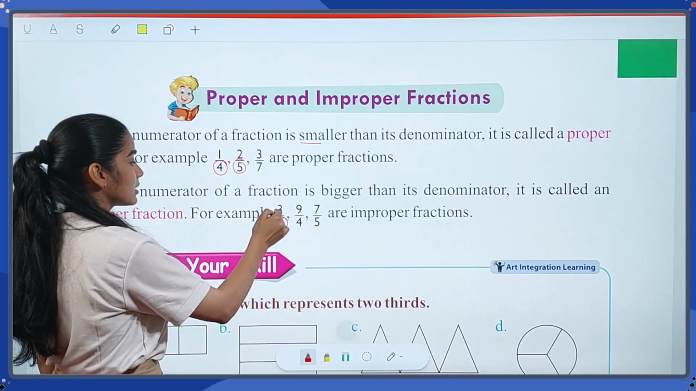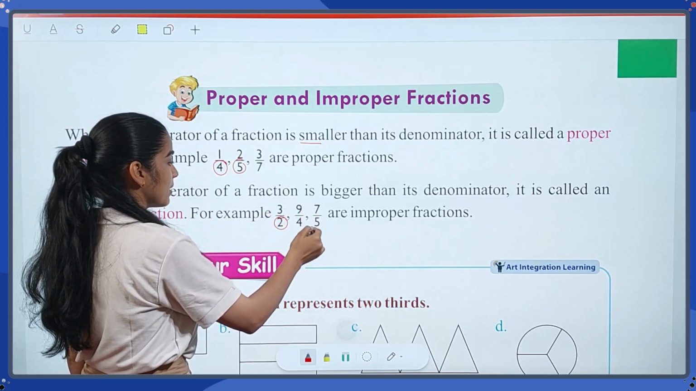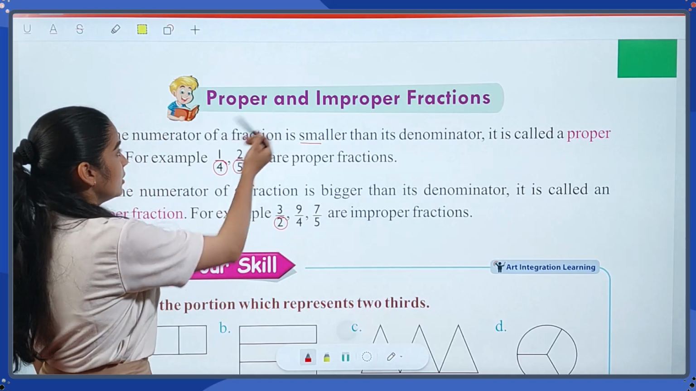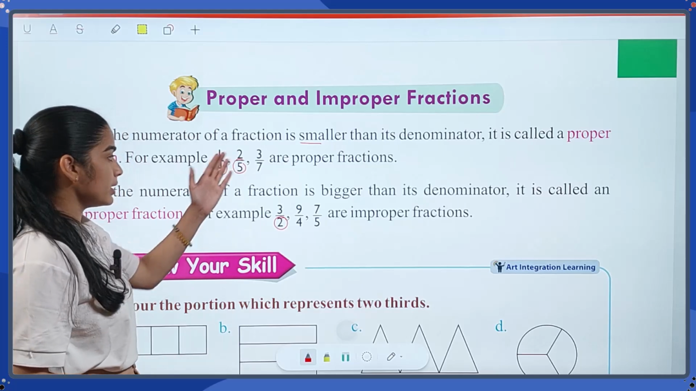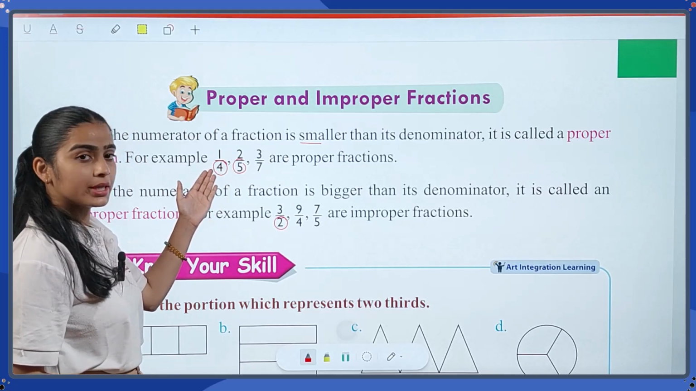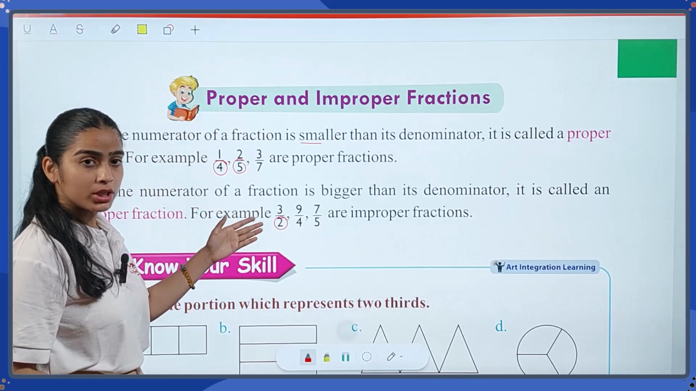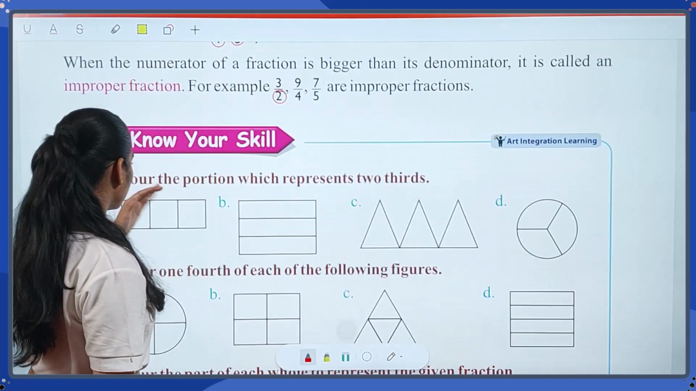For example, 3 by 2, 9 by 4, 7 by 5. So these are antonyms of each other. You can easily remember this: proper fractions have a bigger denominator as compared to the numerator, and improper fractions have a smaller denominator as compared to the numerator.